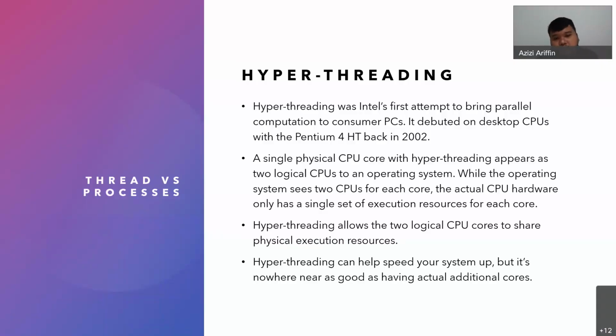So hyperthreading was Intel's first attempt to bring parallel computation to consumer PCs, and it debuted on desktop CPUs with Pentium HT back in 2002. A single physical CPU core with hyperthreading appears as two logical CPUs to an operating system. Dia bukan ada two physical cores, tapi dengan ada teknologi hyperthreading, each of the cores seems like it can run the task of two CPU cores. So maksudnya seorang punya kerja tu macam boleh buat untuk dua orang, faham tak? So that's why logically your operating system will see two logical CPUs, right?